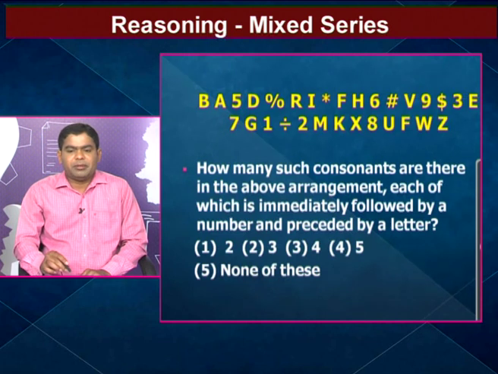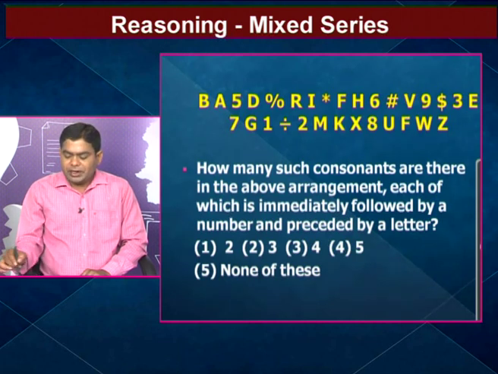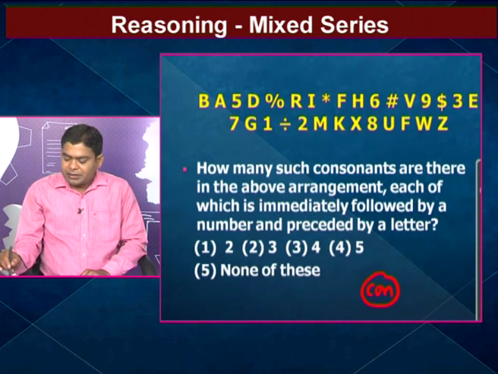How many such consonants are there in the above arrangement, each of which is immediately followed by a number and preceded by a letter? So that means we go to the consonants. It must be immediately followed by a number. That means the right side must be a number. It is preceded by a letter. That means the left side must be a letter.